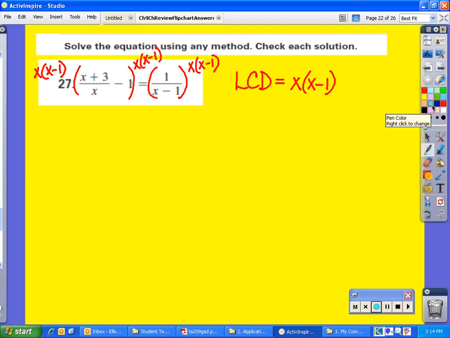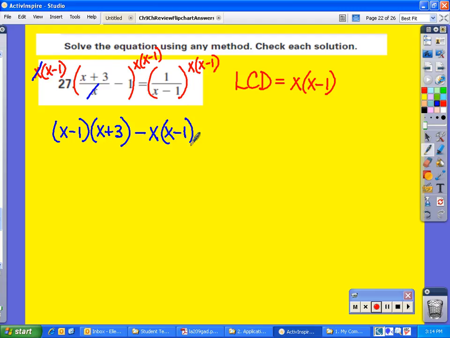So with the first term on the left, the x's will cancel, and I get x minus 1 times x plus 3. For my second term, I get negative 1 times x minus 1. So that's just minus x times x minus 1. On the right side of my equation, the x minus 1's cancel, and I just get x.